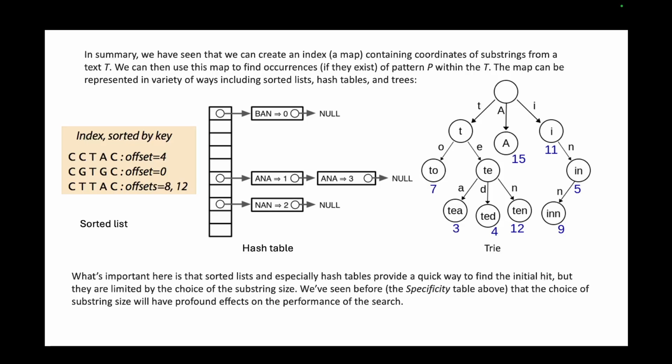The map can be represented in a variety of ways using sorted lists, hash tables, and trees. So this map of what the substring is and what the position of this substring is can be stored in different types of data structures. This is basically a sorted list where you have a list of the substrings and the corresponding indices. You can have a hash table where you store these pattern substrings and their indices. Similarly, using a tree as well. This is a list, this is a hash table, this is a tree.